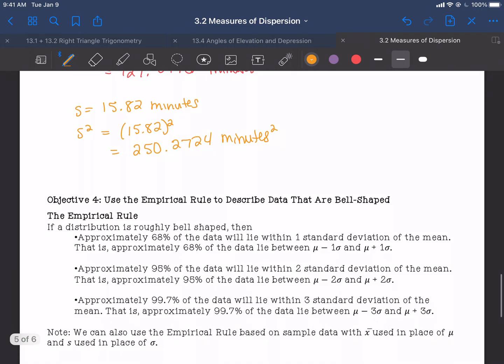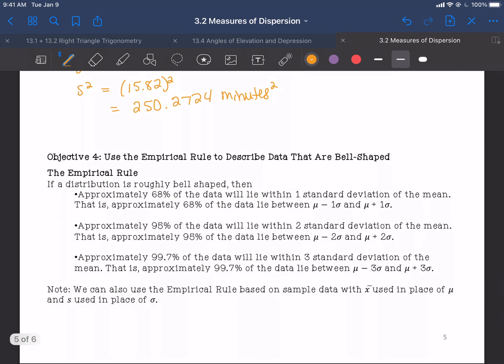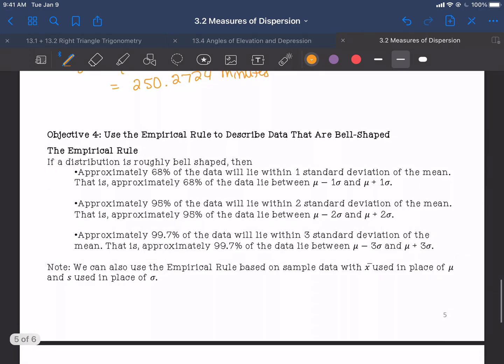So last thing we're going to talk about here is the empirical rule, and this applies to a bell-shaped curve. If it's bell-shaped, that means it's unimodal, so it has one mode, and it's also symmetrical.